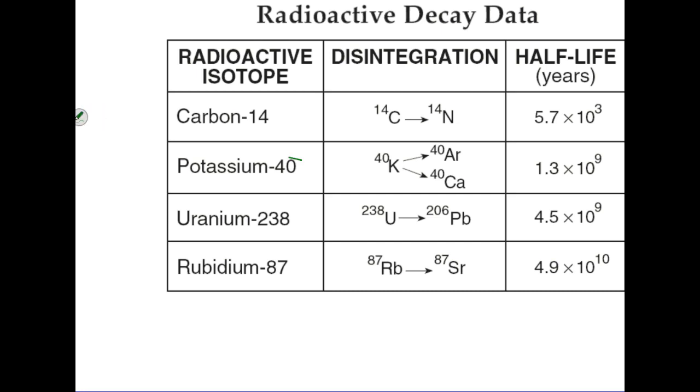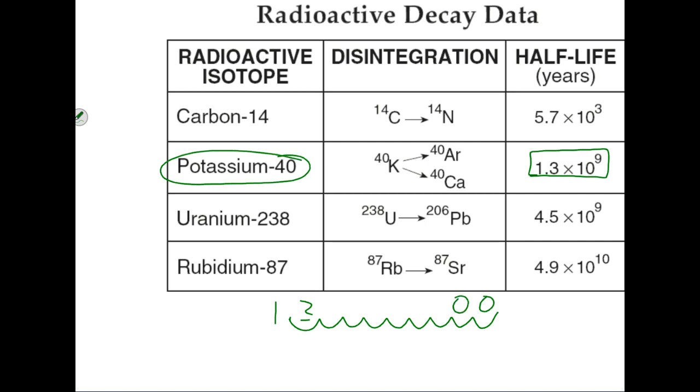Notice that potassium-40, its half-life is 1.3 times 10 to the 9th years. Let's put that down. 1.3 times 10 to the ninth. So let's take that decimal and move it over 9 spots. 1, 2, 3, 4, 5, 6, 7, 8, 9. Fill that in with some zeros.